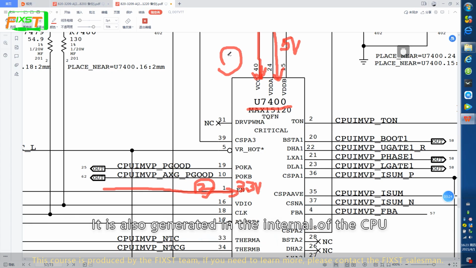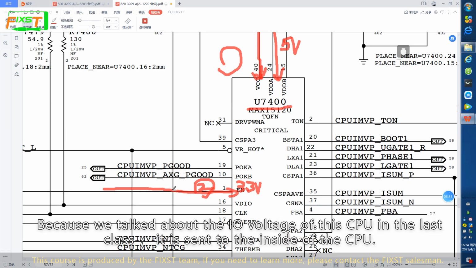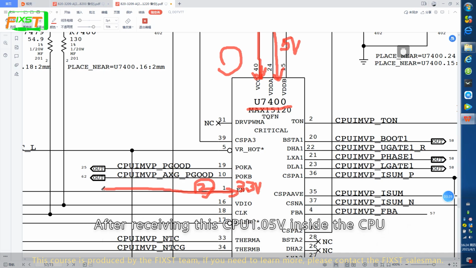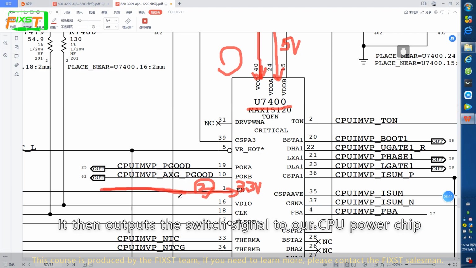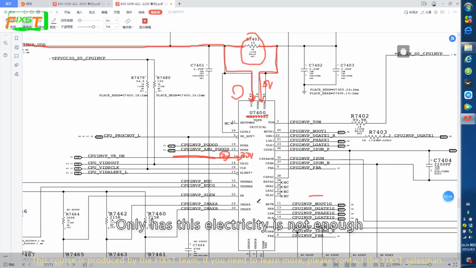It is also generated inside the CPU. If this signal does not have 3.3 volts, it is also a problem with the CPU in all likelihood, because we talked about the I/O voltage of the CPU in the last class. It is sent inside the CPU, and after the CPU receives 1.05 volts, the CPU outputs a switch signal to our CPU power chip to make it work. Only this power is not enough. This is the first step, and then the second step.